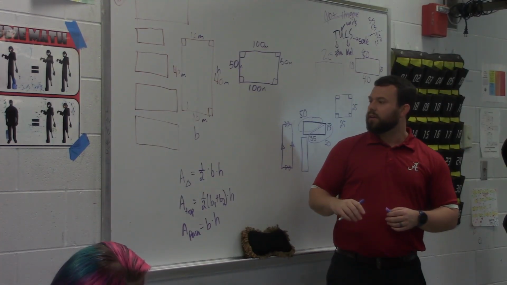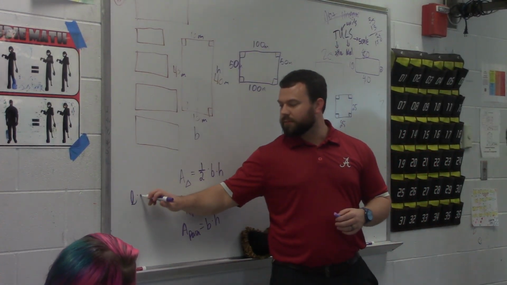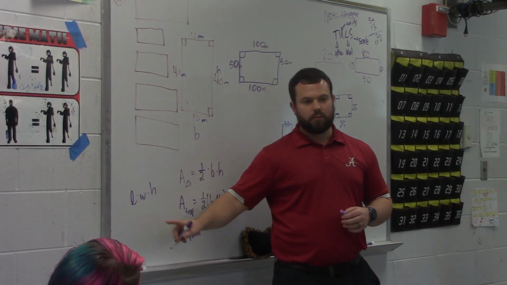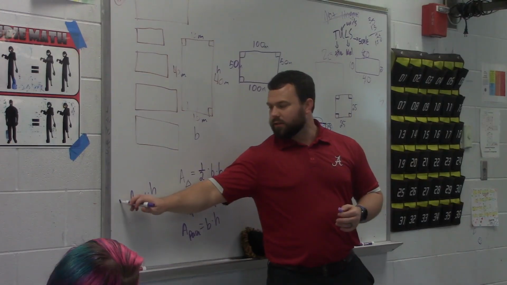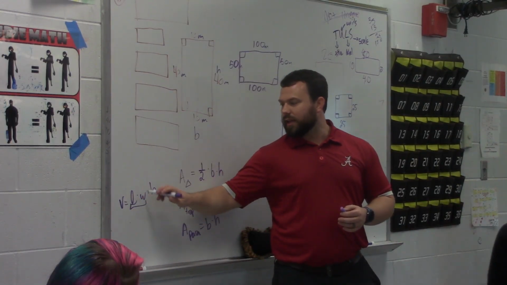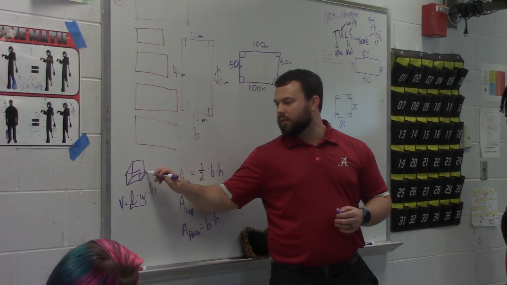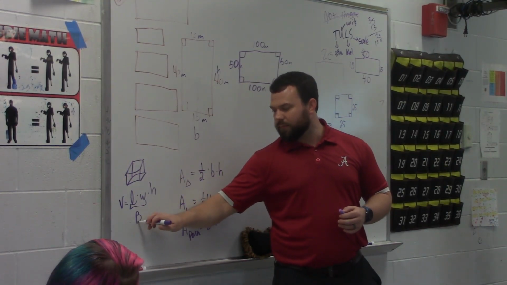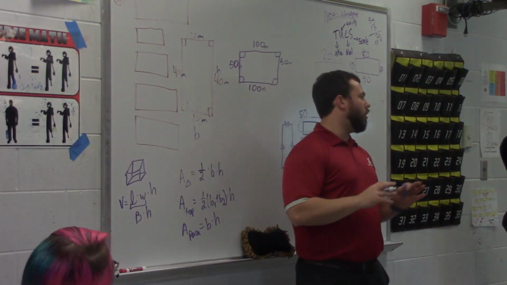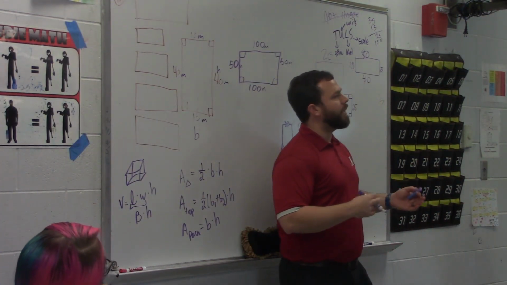Remember earlier, when you were talking about length times width times height for that volume idea? That's how we calculate volume. This length times the width is actually the area of the base, times the height. Volume, area, all of it can be broken back down into base times height.